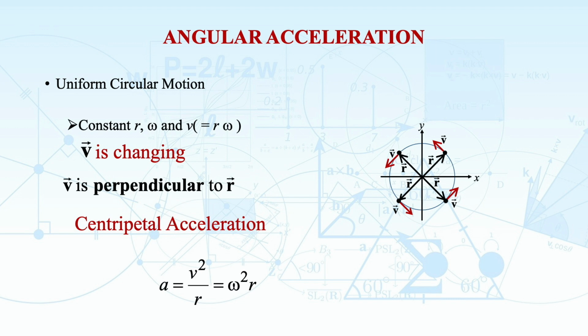So the magnitude of the centripetal acceleration can be written in terms of either the linear speed or the angular speed, and A is equal to V squared by R, and it is also equal to omega squared R. So far we have talked about the magnitude of the centripetal acceleration. We also need to know the direction of centripetal acceleration.